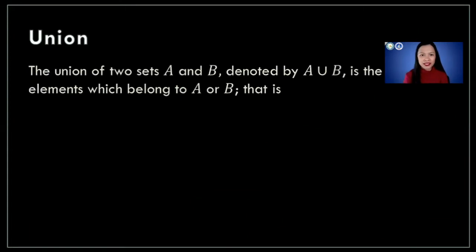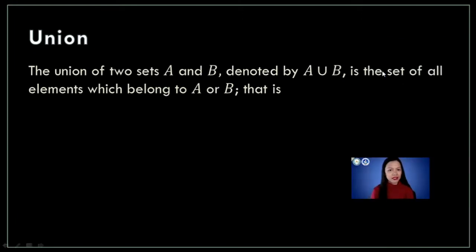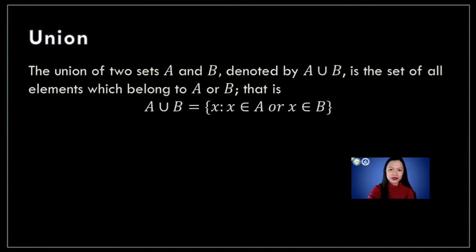The union of two sets, A and B, denoted by the symbols shown on the screen, is the set of all elements which belong to A or B. That is, A union B is a set containing X such that X is an element of A or X is an element of B. Take note that the colon is read as "such that," and X here is simply an arbitrary element.